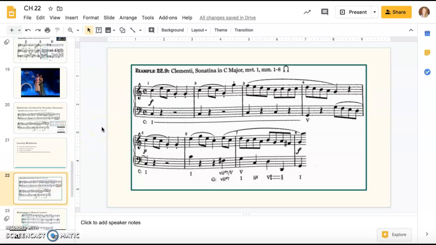So for example, here we have our da da da dum dum, da da da dum dum, da da da da da da da da dum. You've heard this a bunch of times. We have our Clementi Sonata in C major, and here we're modulating to G.